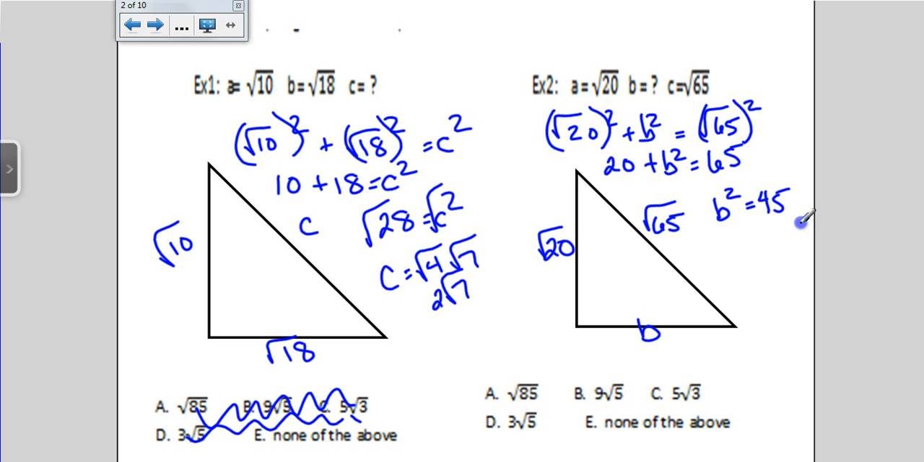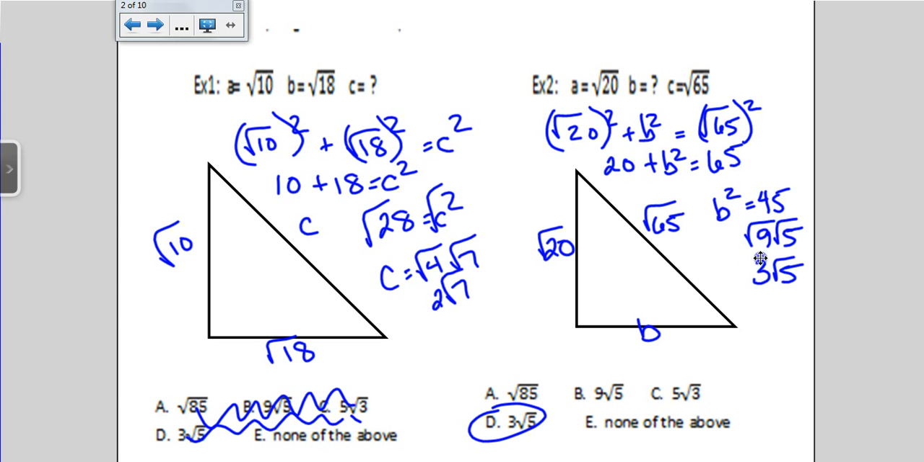And again, if you type this on your calculator, you're going to find a decimal answer, which is not appropriate for the ACT. So you're going to have to use your breaking down radicals technique, and the biggest perfect square that goes into 45 is 9. So the square root of 45 is the square root of 9 times the square root of 5, or 3 square roots of 5, which is answer D.